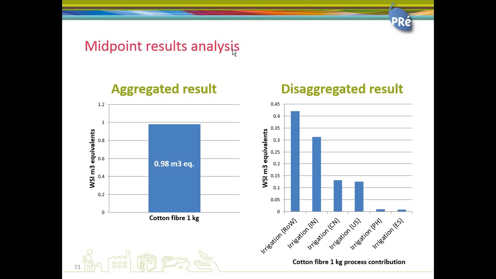What I find more useful when analyzing your results is to look at a disaggregated result. For instance, try to understand the contribution of different processes to the overall impact. If we look at this example, we can see that irrigation in India has a higher contribution to the overall impact than, for instance, irrigation in China.